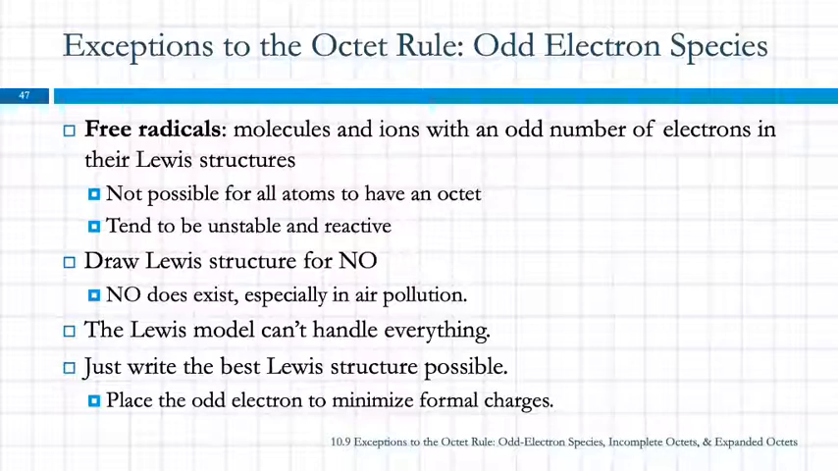So what do we do with these guys? Well, we're just going to draw the best structure that we can and leave it at that. Because the Lewis model can't handle everything. It didn't handle resonance very well. It doesn't handle odd-electron species well either, so we'll just do the best we can.